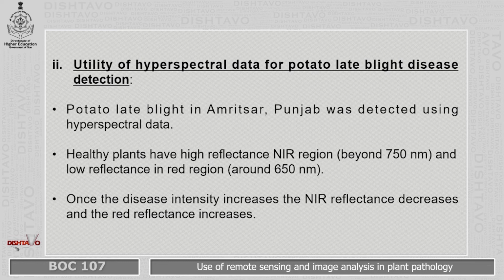Second one, utility of hyperspectral data for potato late blight disease detection. Now, potato late blight in Amritsar, Punjab was detected using this technique. Now, healthy plants have high reflectance in the near infrared region and low reflectance in the red region. Now, when a plant is diseased, the intensity changes: the near infrared reflectance decreases and the red reflectance increases.